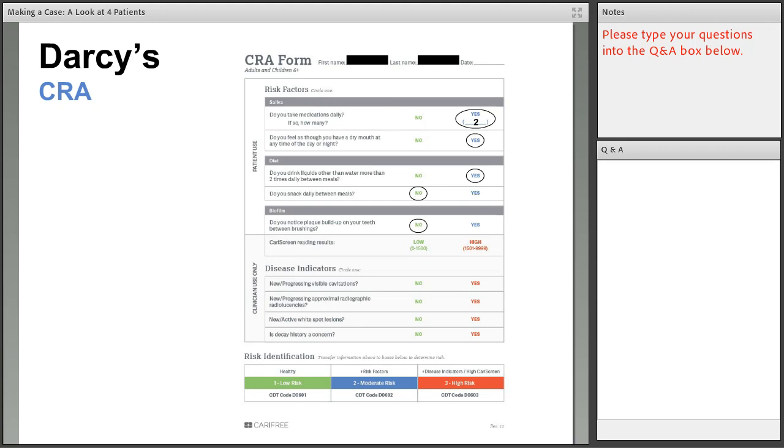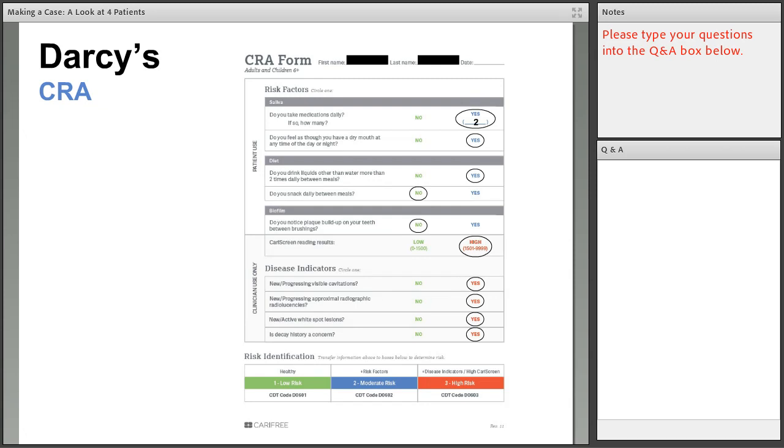What do you see, and what do you think the issues are? Well, if we look at her Caries screen score, it was high, so we know we've got a highly active biofilm. So we've got a biofilm issue here as well. So she has new progressing visible cavities. She's got new proximal radiographic radiolucencies. She's got new or active white spot lesions, and she's got a concerning decay history.